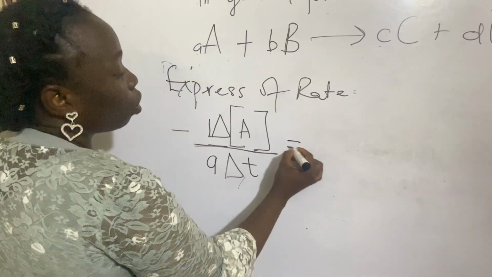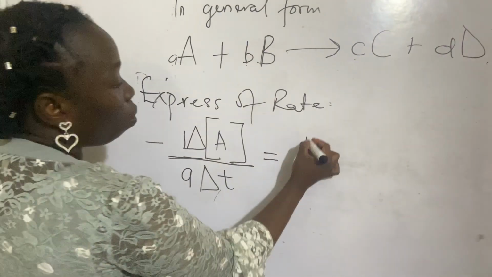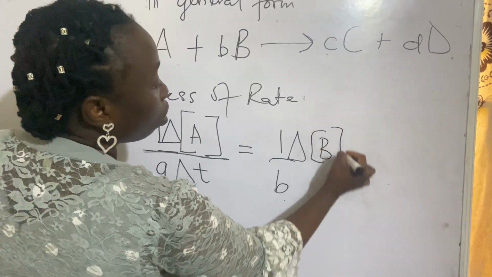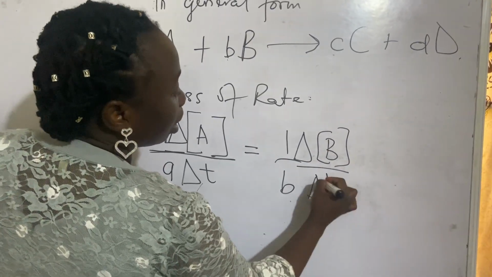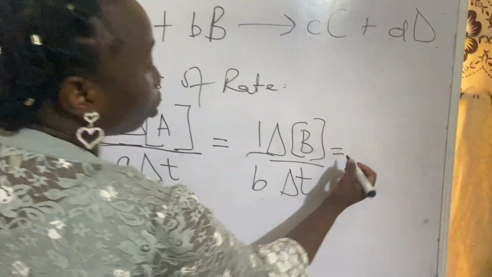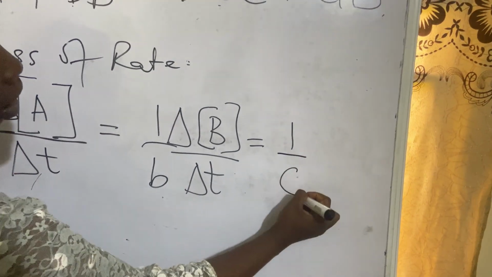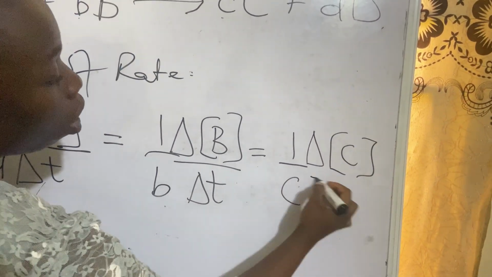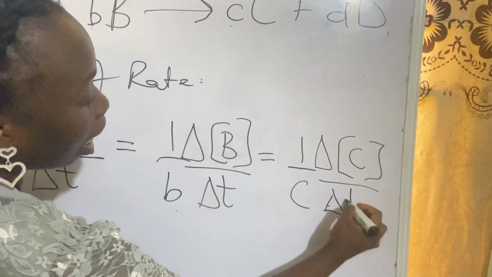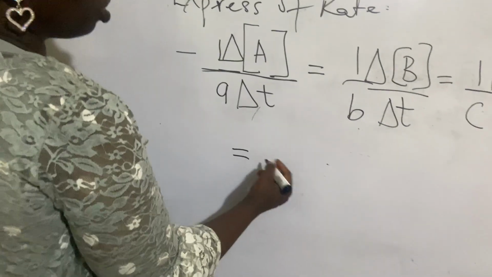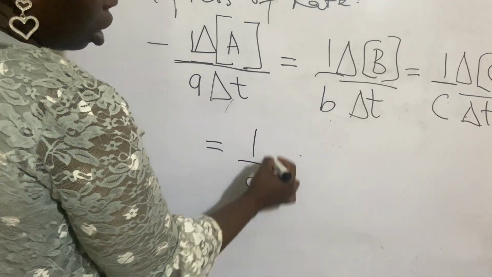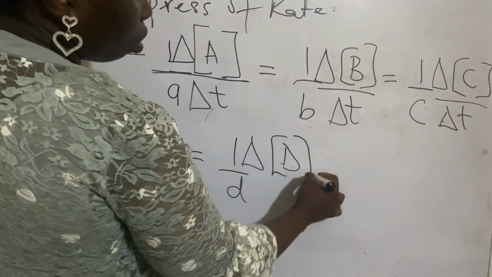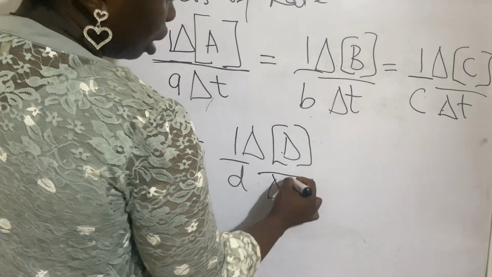So also you say equal to 1 all over b, change in concentration of B all over change in time. Then equal to 1 all over c, change in the concentration of C all over change in time, which is equal to 1 all over d, change in concentration of D all over change in time.